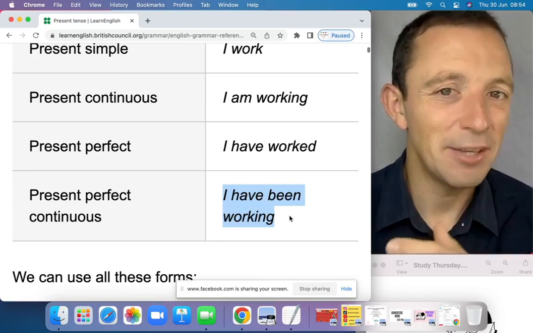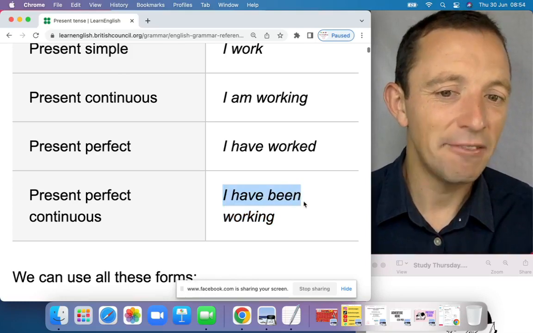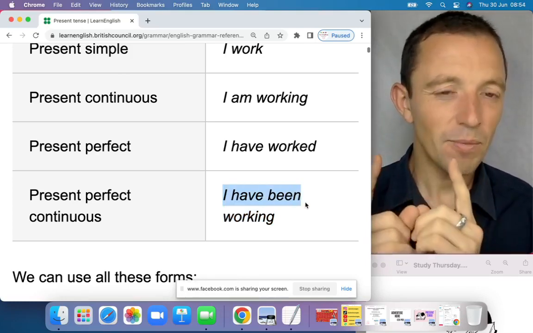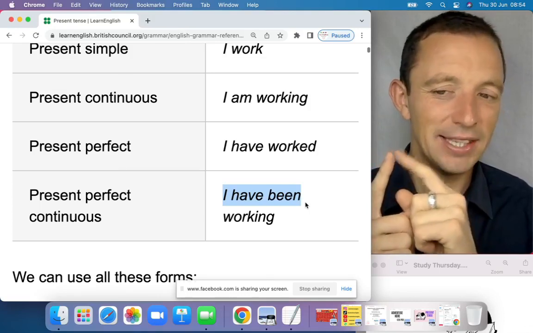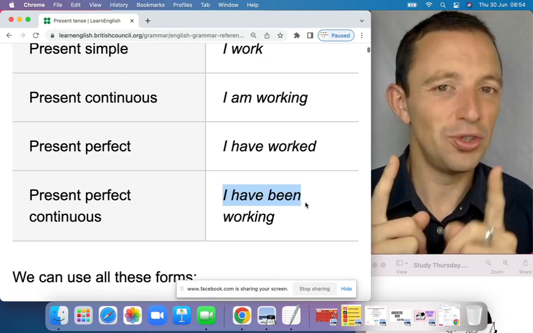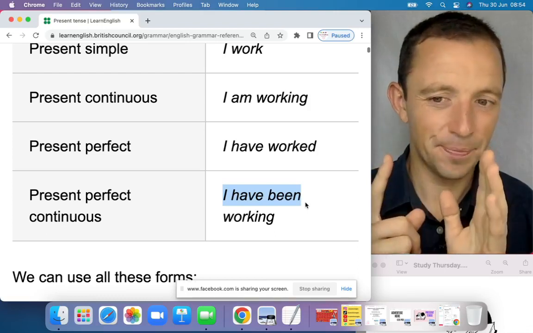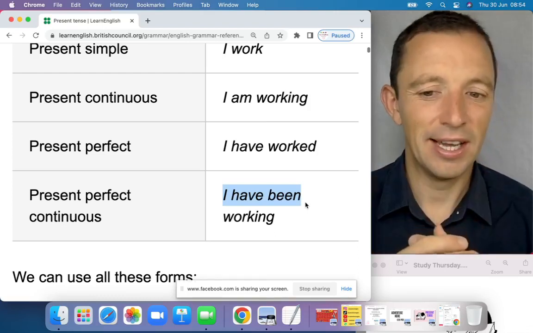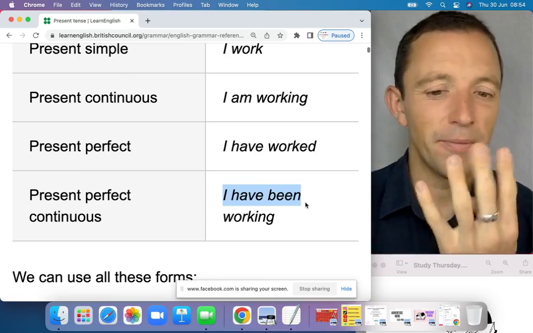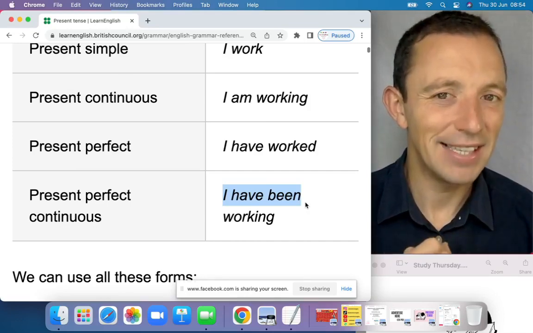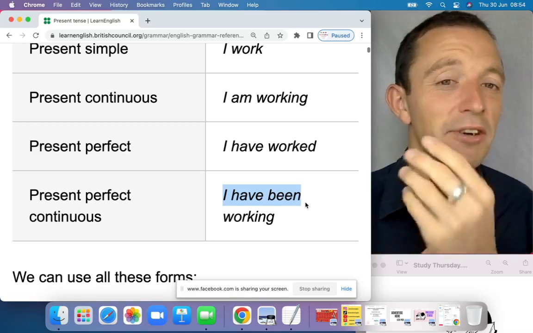So we can create many different examples. I have been eating, I have been talking, I have been drinking. It's something that started in the past. It continues practically in the present. That's the present perfect continuous. Okay, so they are 4 very important forms of the present tense in English using the verb to work.